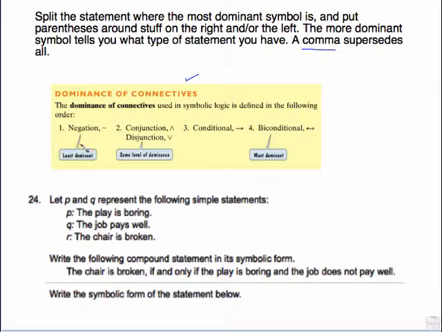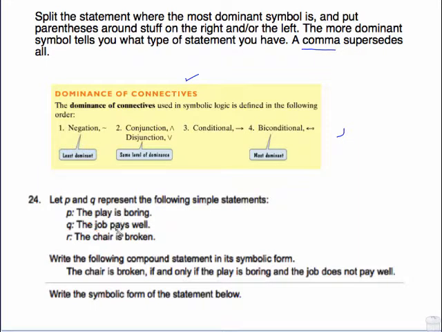So the least dominant is the negation symbol. Conjunction and disjunction are the same level of dominance, and they're pretty low on the totem pole. The conditional is next, and the biconditional is the most dominant, and the comma, if there is one, supersedes all.